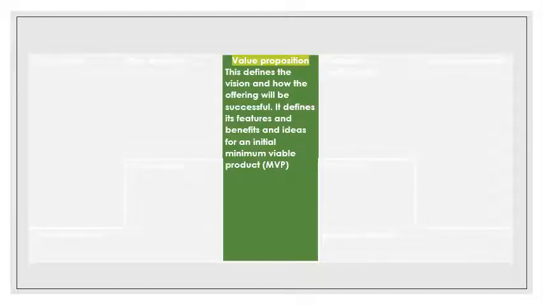Value proposition. This defines the vision and how the offering will be successful. It defines its features, its benefits, and the ideas that are necessary to produce an initial minimum viable product, or MVP. Minimum viable product refers to the most basic form of the product that will be sold to the consumer.